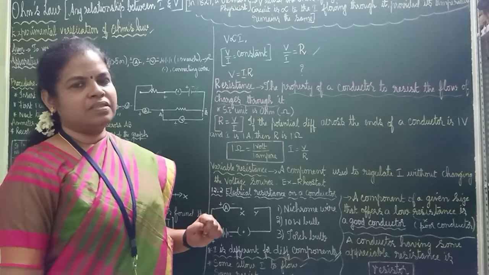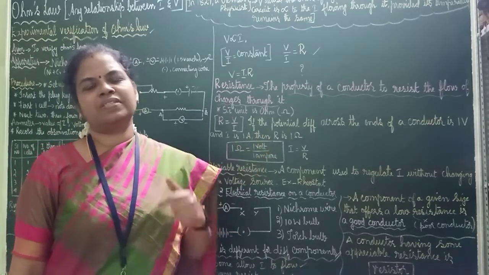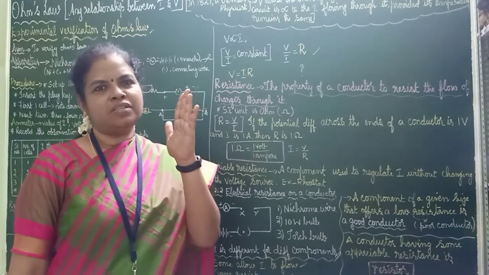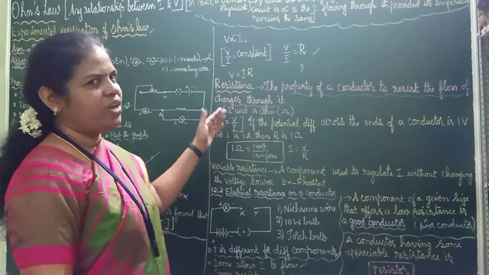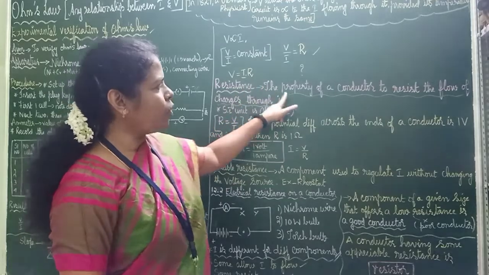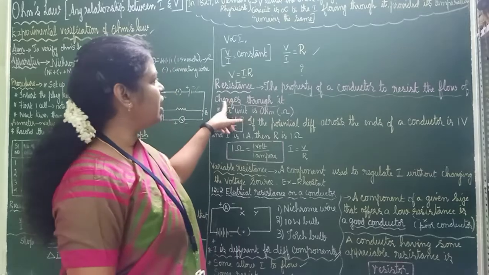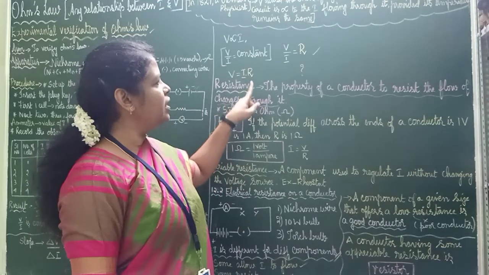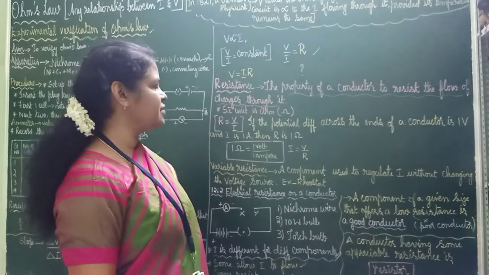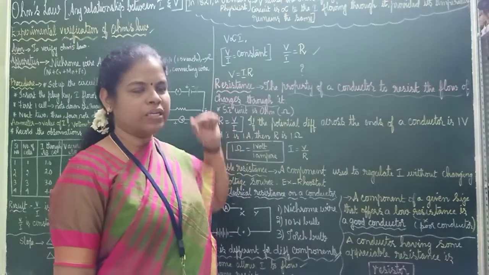So what is resistance? In English we have studied, no, you should resist that. You should not allow that to happen. Same way here, one wire will not allow current to pass through. Resistance means the property of a conductor to resist the flow of charges through it. The property of a conductor to resist the flow of charges through it is called resistance. SI unit of resistance is ohm, to honor that person.